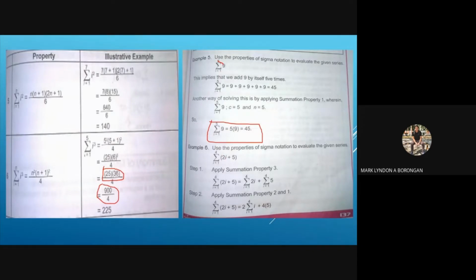So, if you apply the third property, 2i plus 5 will separate. From the summation of 2i plus 5 from 1 up to 4, you'll get the summation of 2i from 1 up to 4, plus, separated by an operator plus, the summation of 5 from 1 up to 4. So it is now separated.